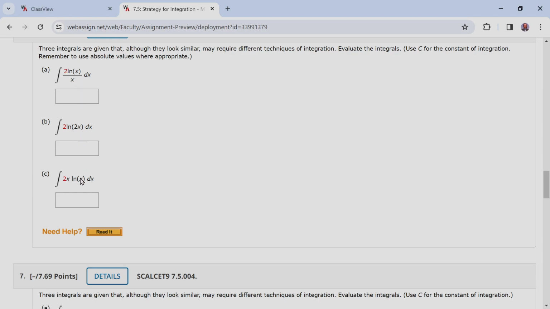The last one would be integration by parts again, because u equals ln x. Logarithms are high on the priority scale as far as integration by parts goes. Letting u equal ln x, then dv in this case would be x dx if we factor out the 2. If we don't factor out the 2, the dv would be 2x dx.